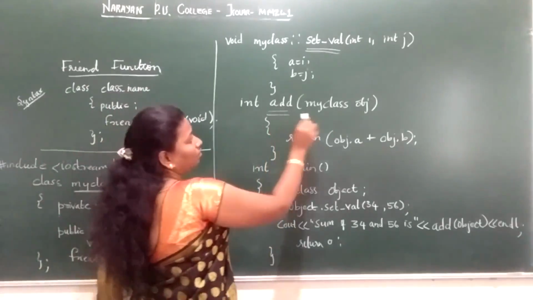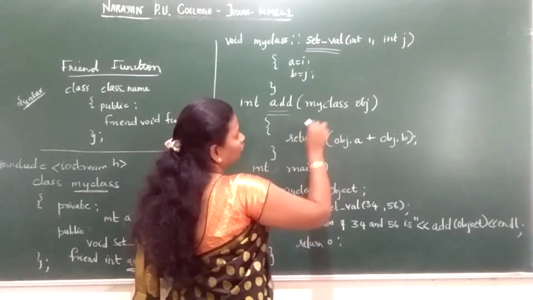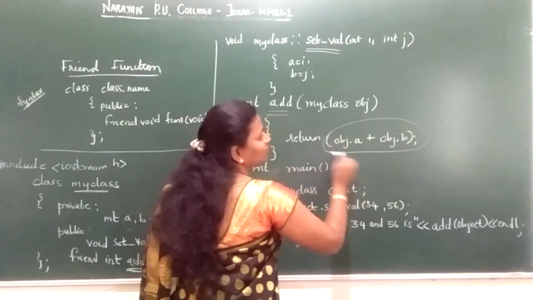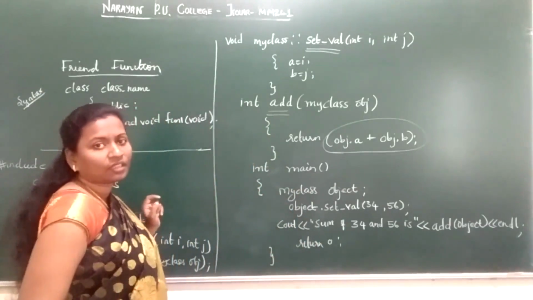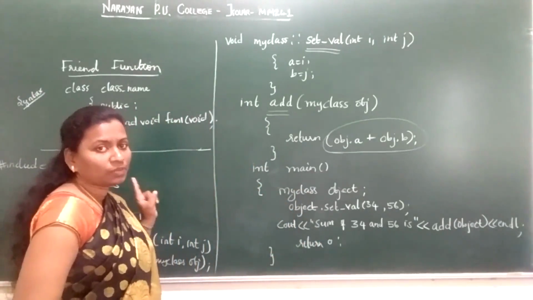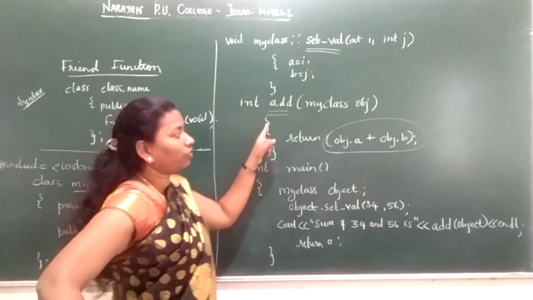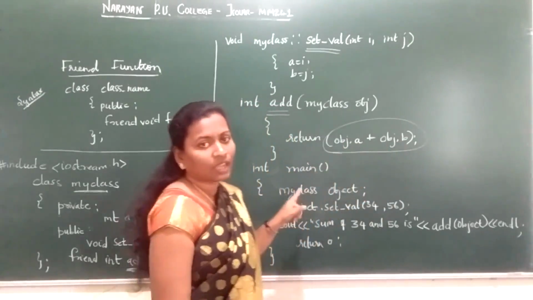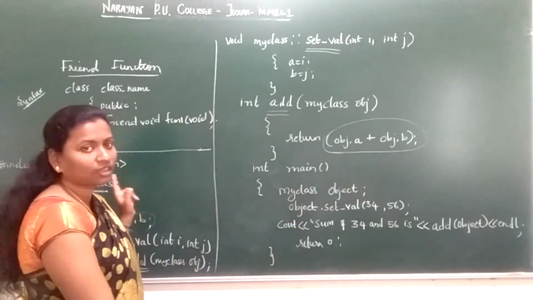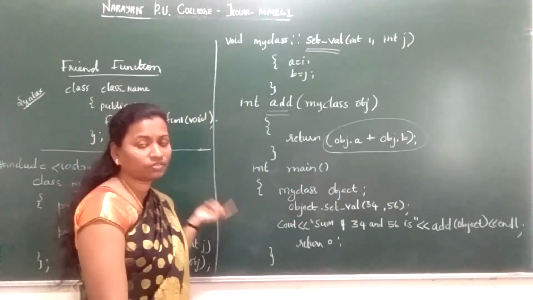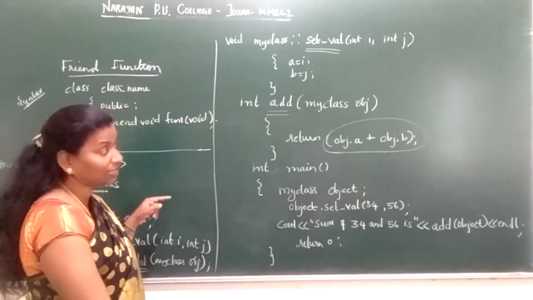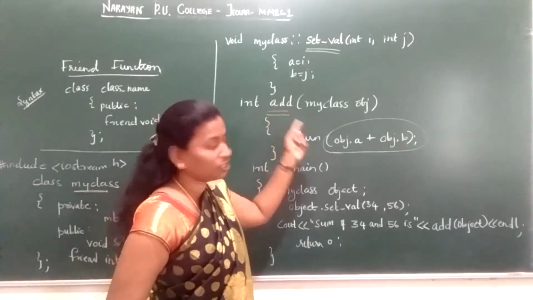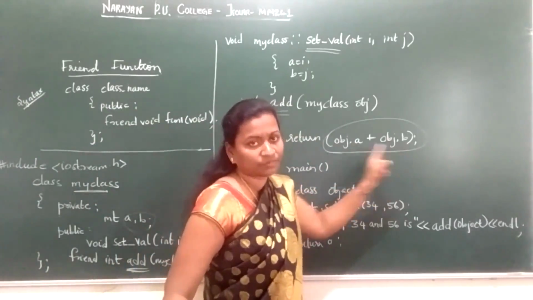Now in add, I am creating an object of my class. By using this object, I am accessing the private data. The data number, which is private, can be accessed by your friend function. Now object A, object B. What is the access specifier? Private. The data members cannot be accessed outside the class if they are private. But by creating an object of the class and by using a friend function, we can access a and b.